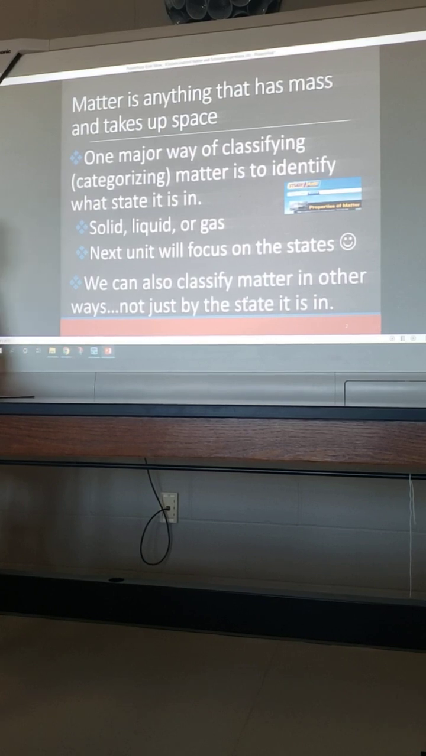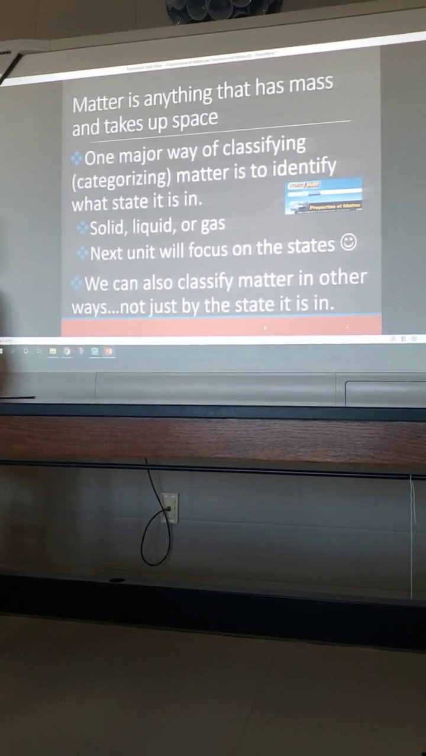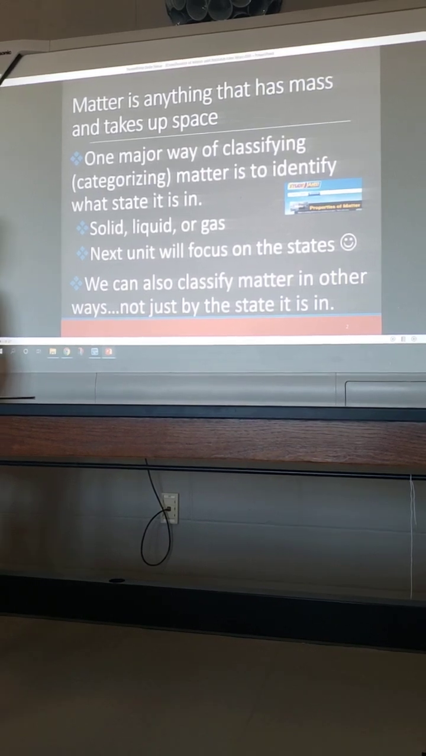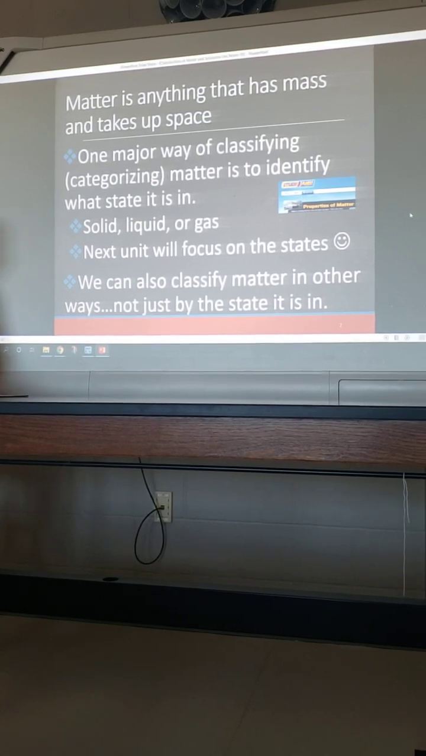Okay, so deciding what state something is in is not the only way. It's a big way of identifying or classifying, but it's not the only way. So that's what this unit's going to be about, all of those other ways to classify things.